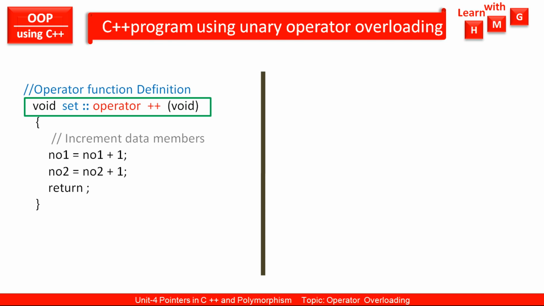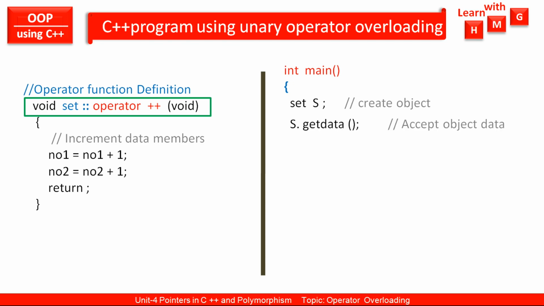So let us write the main function, int main. The first step in the main function is to create the object. I created the object s of the type set, then call the getdata function using the set object s to accept the object data. So s.getdata() is the member function call which will accept the values of the no1 and no2 data members.